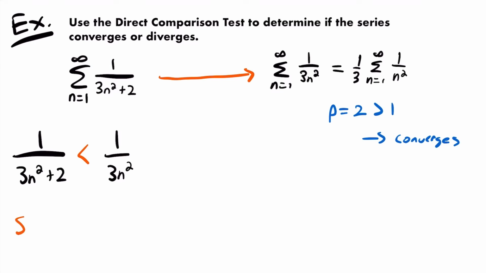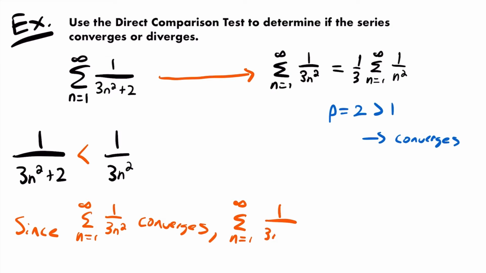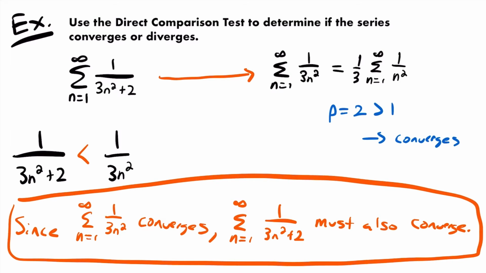So we can say that since the larger series, the sum from n equals 1 to infinity of 1 divided by 3n squared, converges, the original series, or the smaller series, the sum from n equals 1 to infinity of 1 divided by 3n squared plus 2, must also converge. Okay, so that is the final solution to this example. We have determined that our original series converges because the series we compared it to converges and it is larger than that series. Okay, let's look at another example.